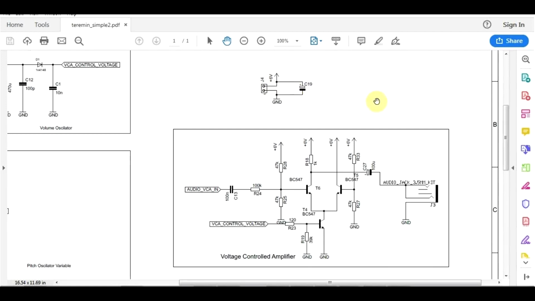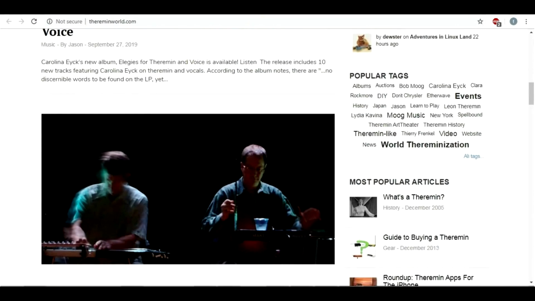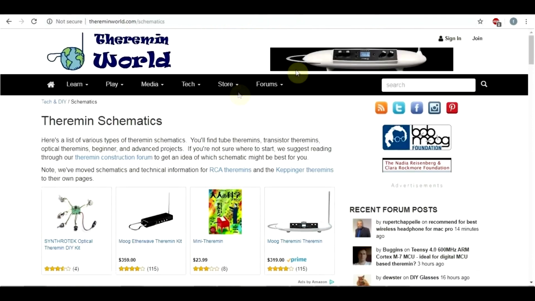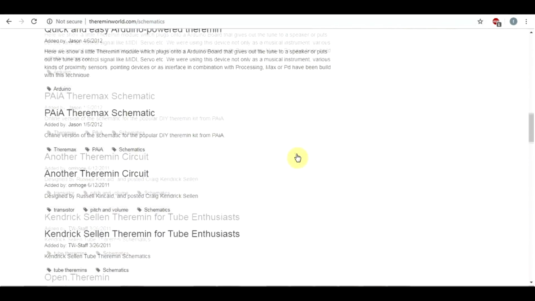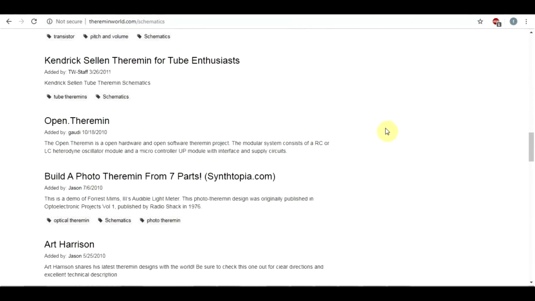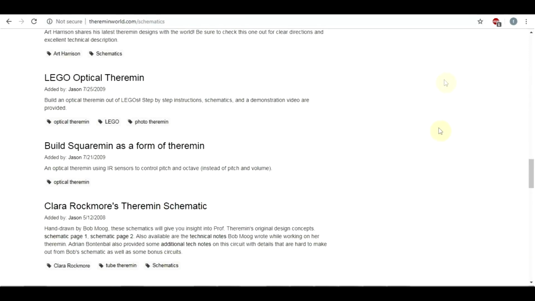Now, if you don't like my schematic, don't worry, there's a lot of them out there. So I would just like to point out this website. It's called Theremin World. It has a bunch of information about theremins, and especially you have this section called Theremin Schematics, so don't worry, I'll leave a link to this in the description, where you have a bunch of schematics from all sorts of people about theremins, both vacuum tube, transistor, integrated circuits, you name it, it's probably here.